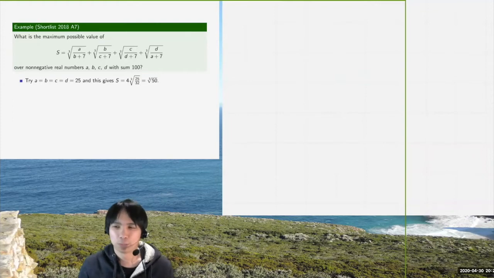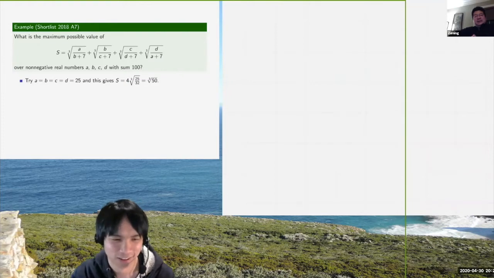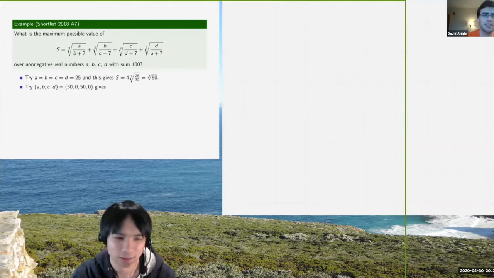Are there any A, B, C, D that can do better than that? This is why I think this problem is so sneaky, because the 3 cases I tried, none of them hit the actual value. I tried 50 zeros and I tried hundreds. So if you get 50, 0, 50, 0, what do you get? You get something nasty. It's 2 cube root 50 over 7.